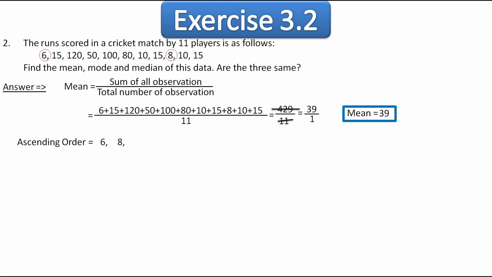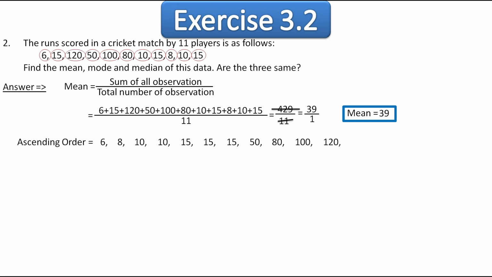So I'll write 8. Next we don't have 9, we have 10, so I'll write 10. One more 10 we have, so I'll write 10 once again. Next we don't have 11, 12, 13, 14, we have 15, so I'll write 15. One more 15 we have, so I'll write 15 again, and again one more 15. Next we don't have 16, 17 and all, we have directly 50 now, so I'll write 50. Next we have 80, next we have 100, and then we have 120.